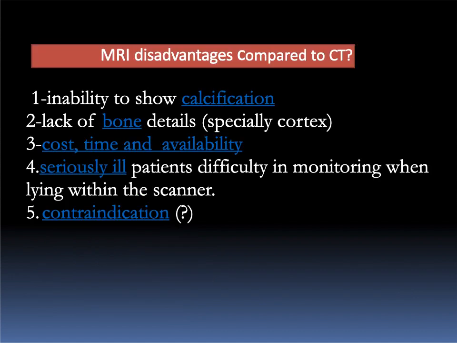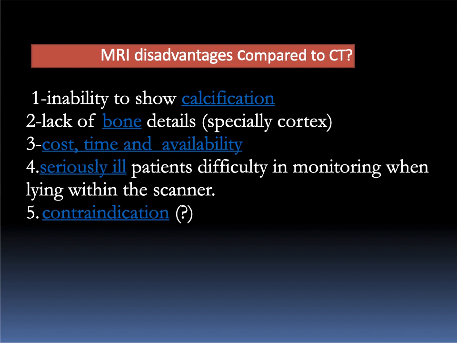The disadvantage of MRI, if you compare with the CT: calcification we cannot show or it's very weak. Lack of the bone details, especially cortex. MRI most of the time is more costly, time consuming. It's not available all the time.